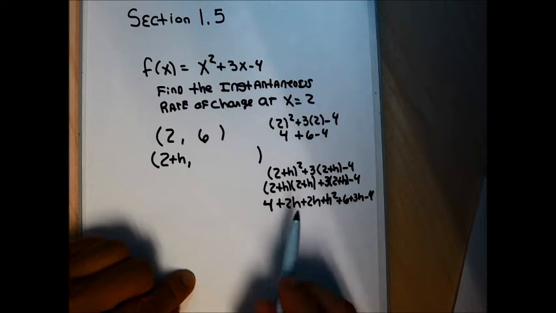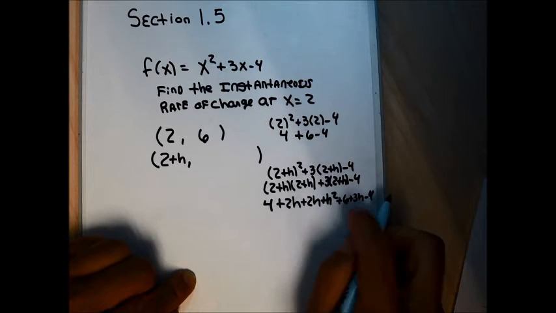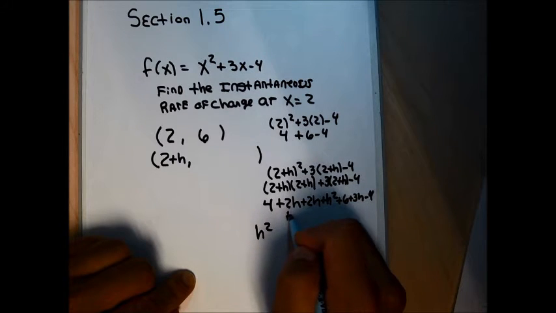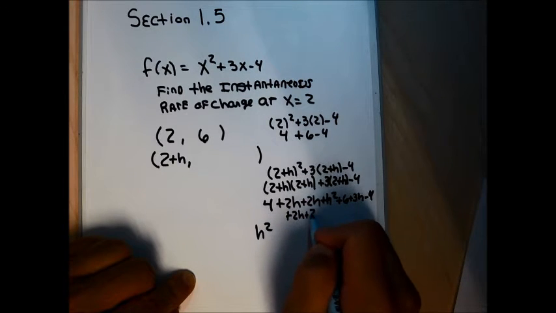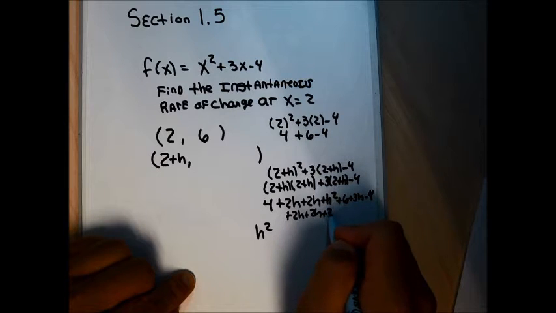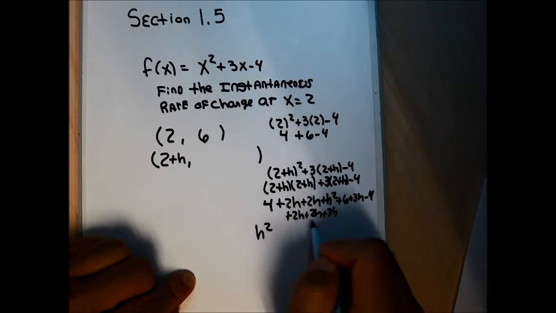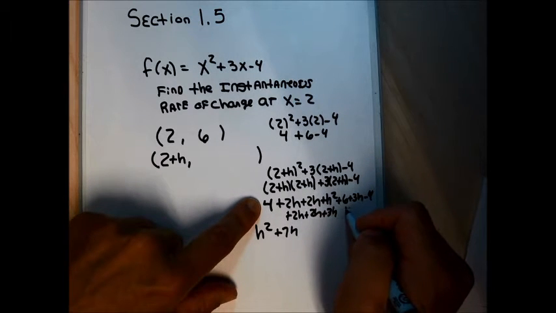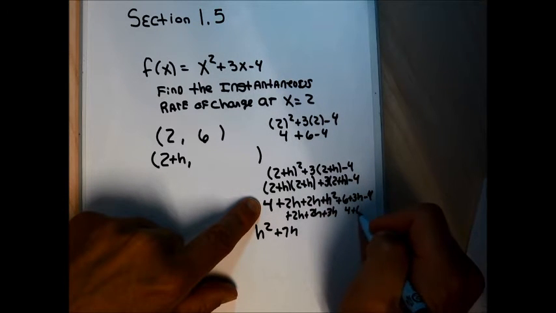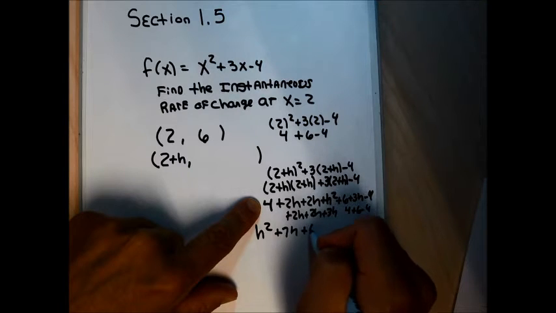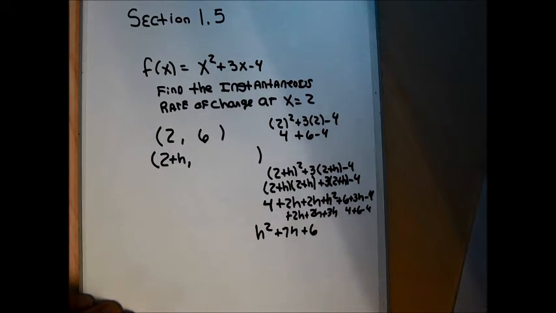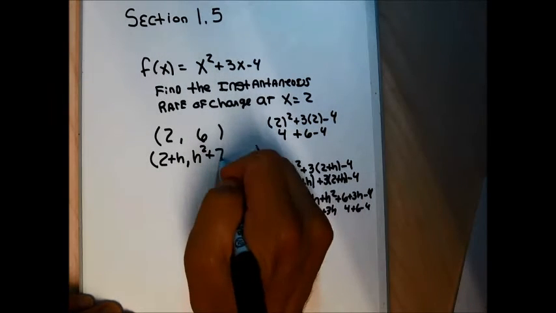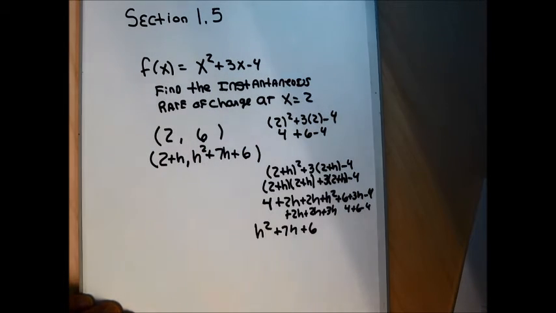Combine like terms. The h squared is going to go first. And then for the h's, I have a plus 2h, a plus 2h, and a plus 3h. That will give me a 7h. And for the numbers, I have a 4, a plus 6, and a minus 4. That's going to give me a plus 6. So this is going to be h squared plus 7h plus 6.